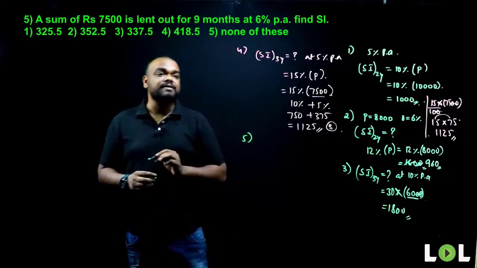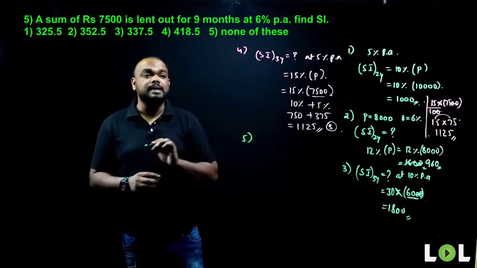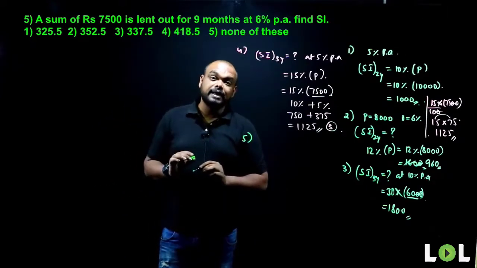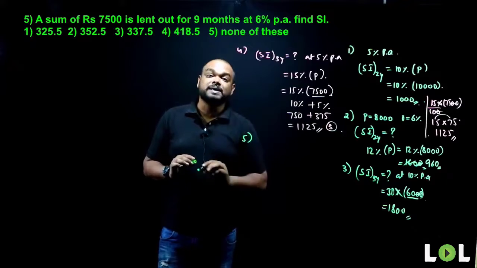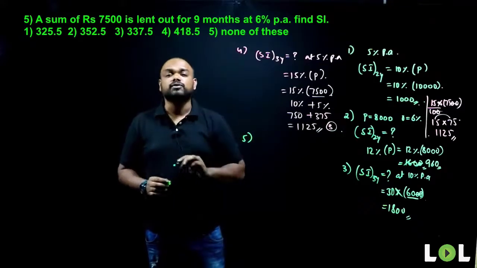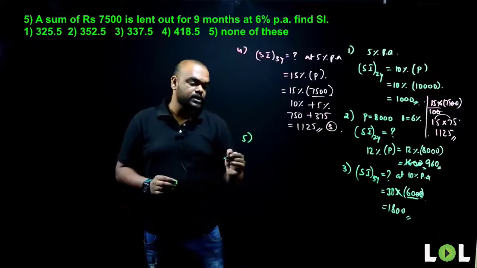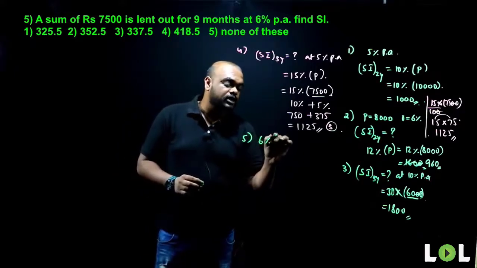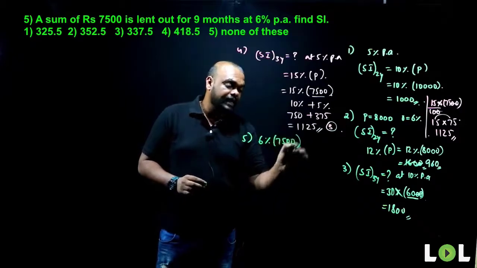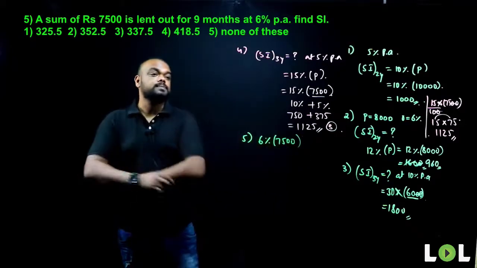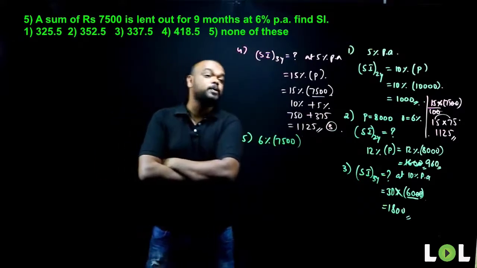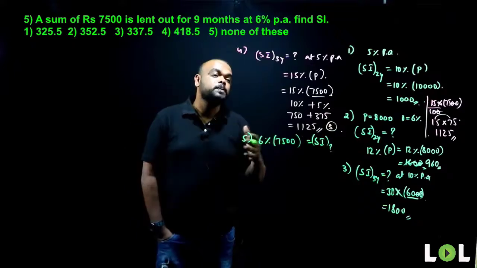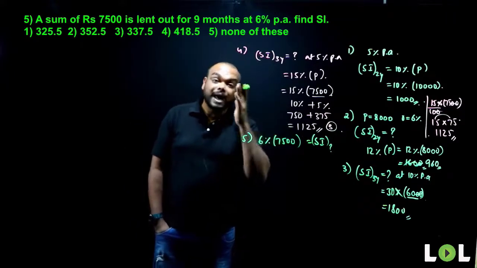A sum of rupees 7,500 is lent out for 9 months at 6% per annum. Forget about the 9 months. If I tell 6% of 7,500, can anybody tell me this is for how many years? 6% per annum. Per annum means what? 1 year.